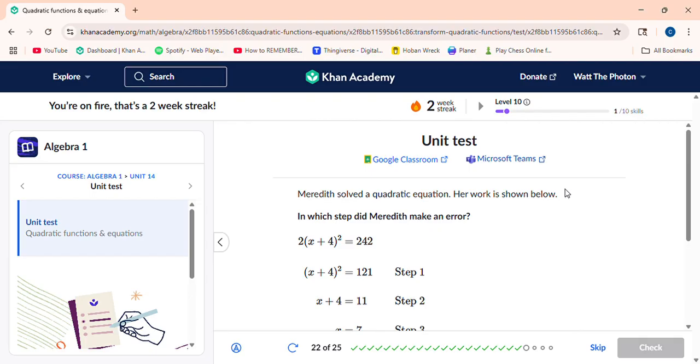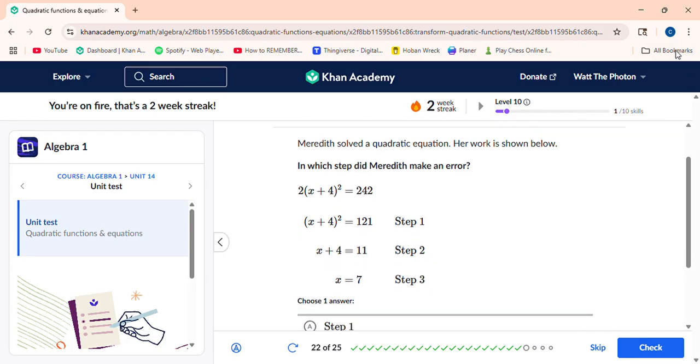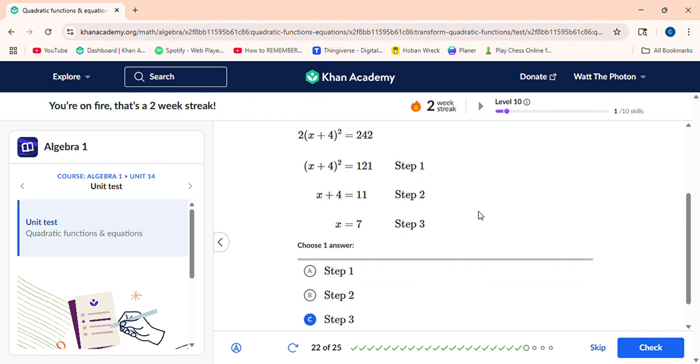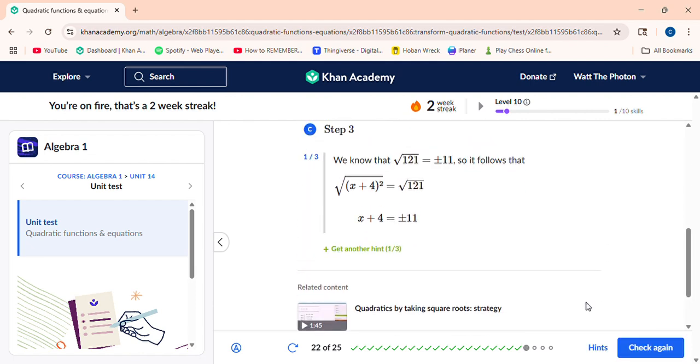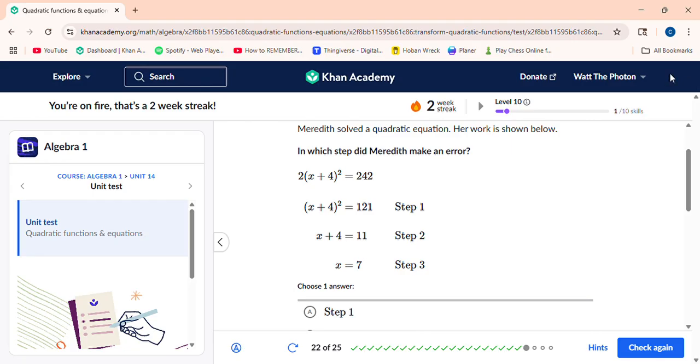I don't see an error. Oh, I see. I was very confused by this. Yeah, it's supposed to be plus or minus.